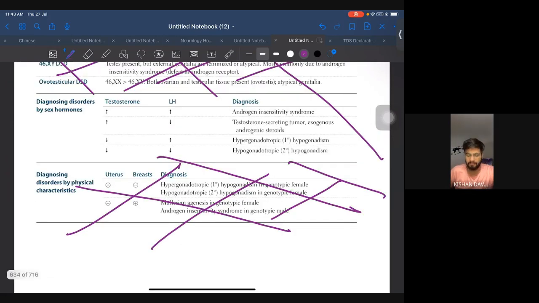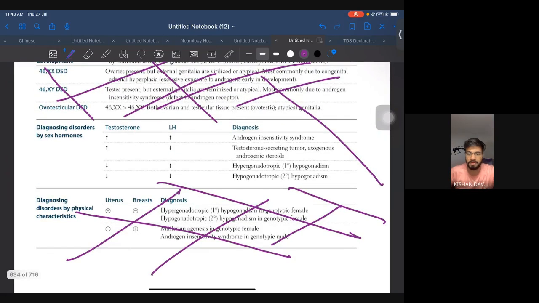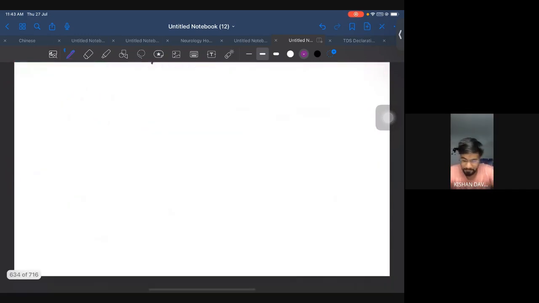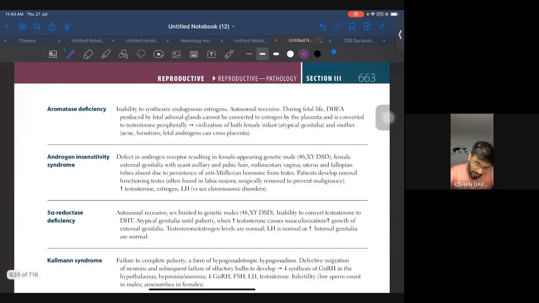This is very detailed information. You have to do it for Step 2 CK. For Step 1 they don't ask anything related to this, so we should not waste time here. They don't ask this table either, but if you want you can write it down, because in UWorld they have asked the levels of LH and testosterone. So if you want to do it, you can, or else it is not required. Okay, moving ahead. Now these all are very important, so we'll do them one by one.